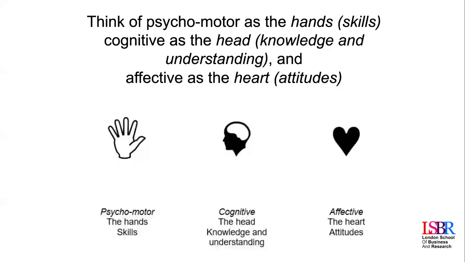So think of psychomotor as the hands, the skills, the cognitive as the head, the knowledge and the understanding, and affective as the heart, so as the attitudes. So the hands, so that we're thinking about practical learning, hands-on skills. The cognitive is the knowledge and understanding, so that's the kind of theory. And affective, that's the kind of emotional feeling that we have towards our learning.